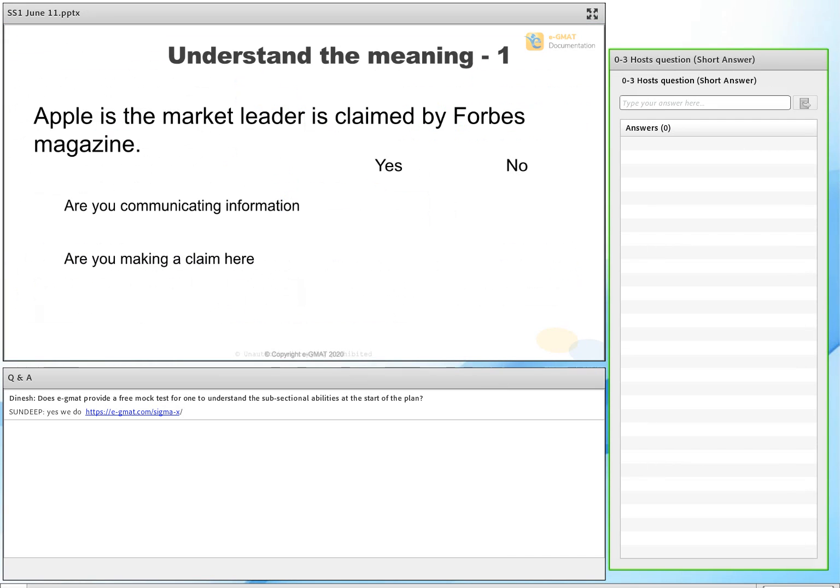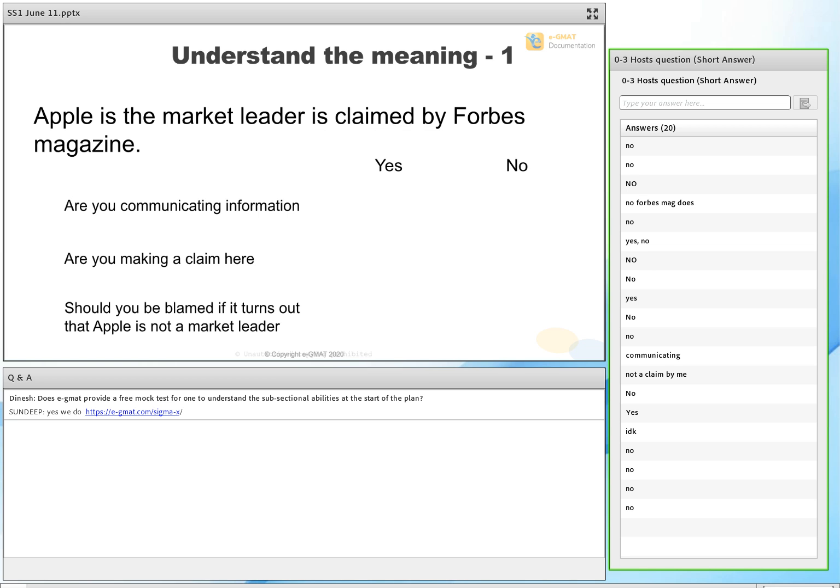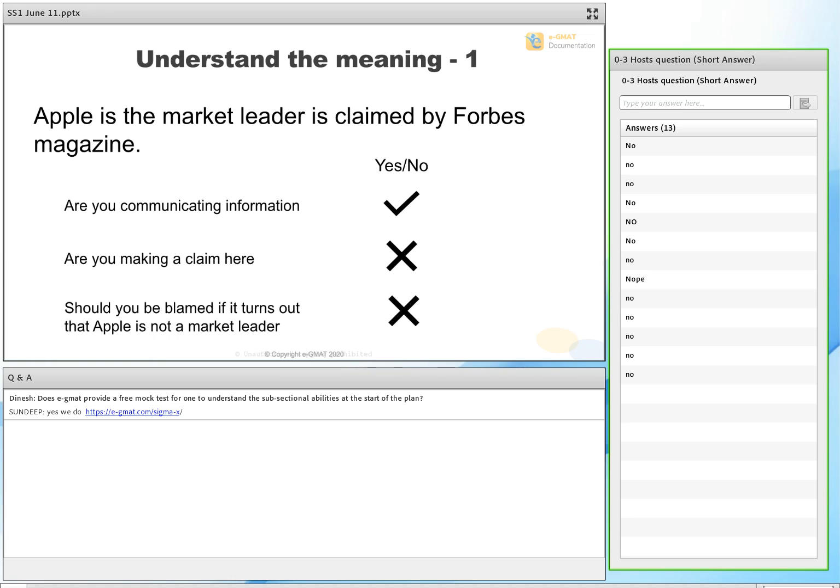So hold tight. Let's take a very simple sentence, and this is where sentence structures get to that next level. Every option has sentence structures, but here they go to that next level. Apple is the market leader is claimed by Forbes magazine. Now in this case, are you communicating information? Yes. Are you making a claim? No. You're not making a claim. You're saying, hey, Apple is a market leader and that claim is made by Forbes magazine. I'm simply telling you that. Should you be blamed if it turns out that Apple is not the market leader? No, you don't, because you're merely communicating information, right? You cannot burden that blame. So when you look at this sentence structure, all you're saying is you're communicating information. Forbes is to be blamed. Absolutely.